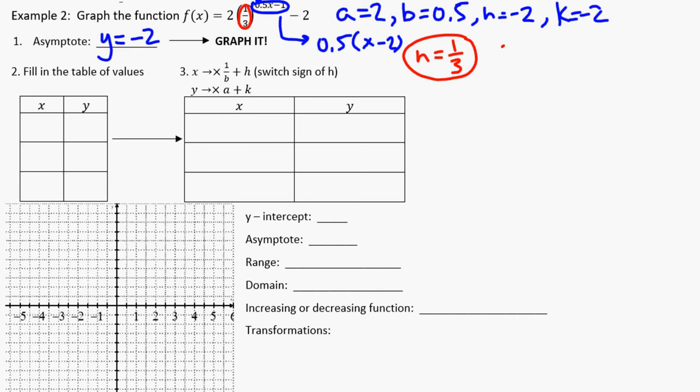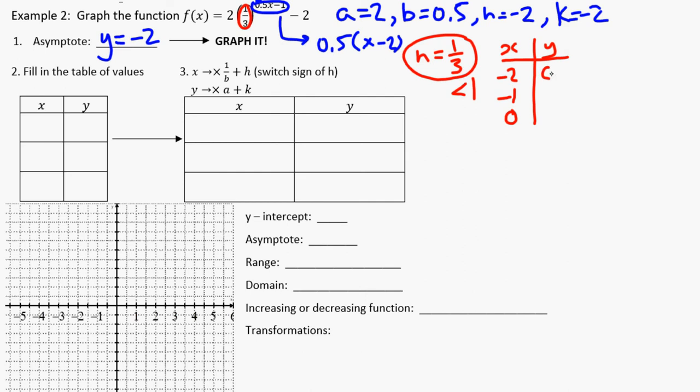So when I do my base table of values, because my n value is less than 1, my x values are going to be -2, -1, and 0. Why is that? Because it's actually larger on the left side of my x-axis, look at the graph right here, than on the right side of my x-axis. So I start with -2, -1, 0.